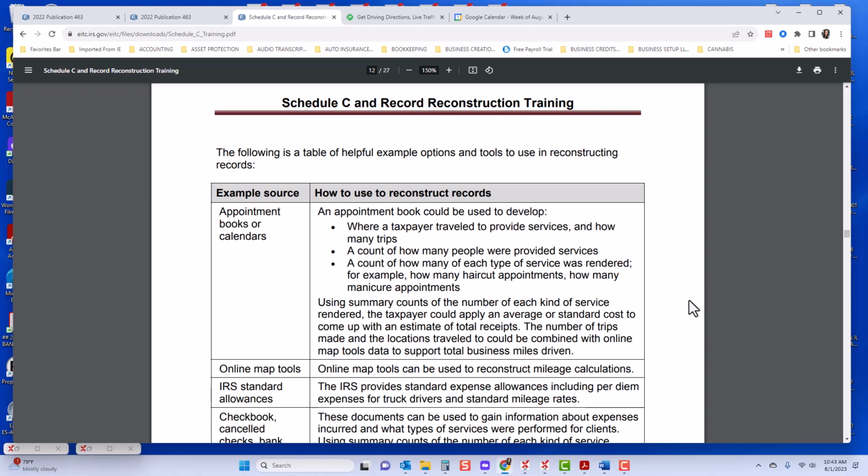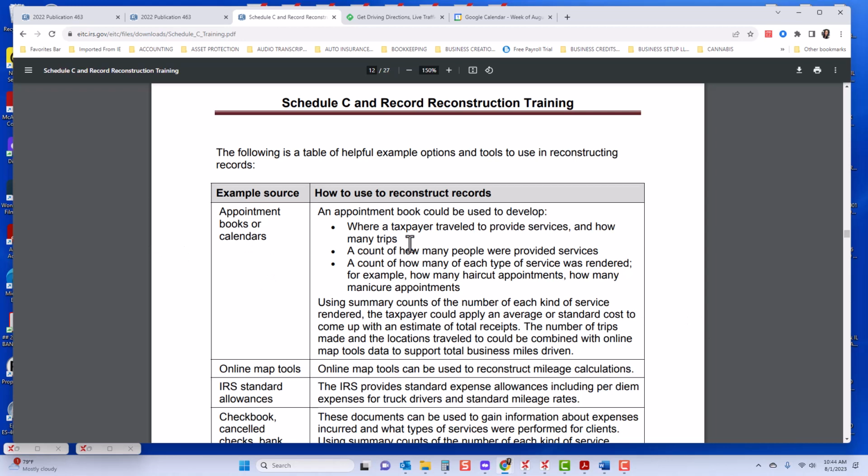So, how do we reconstruct your mileage and what steps should we take in order to make sure that we are accurately reporting an expense that you are entitled to? So, the very first thing, we can use appointment books or calendars.